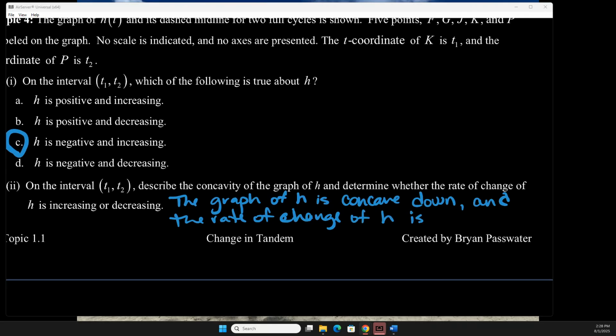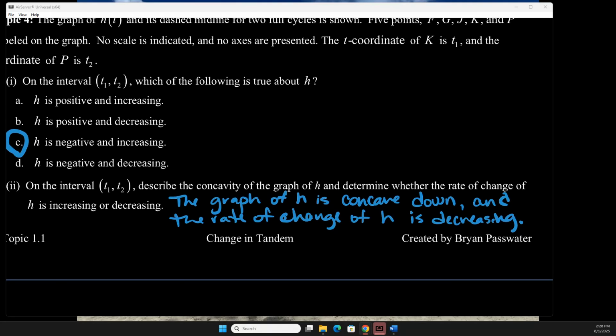What do y'all think? It's decreasing. Down is going to be decreasing. Now, people would say things so weird and they would miss this question. They would try to be super fancy. They'd say the rate of change is decreasing at a decreasing rate or something like that, and that's wrong. So don't get fancy. Just say the graph of h is concave down, the rate of change of h is decreasing. That's all you need to say. You don't get points for being fancy. A lot of times it makes people wrong when they try to be fancy.